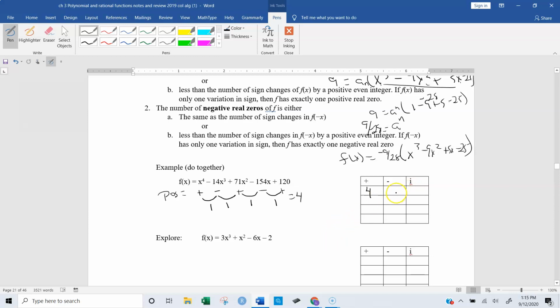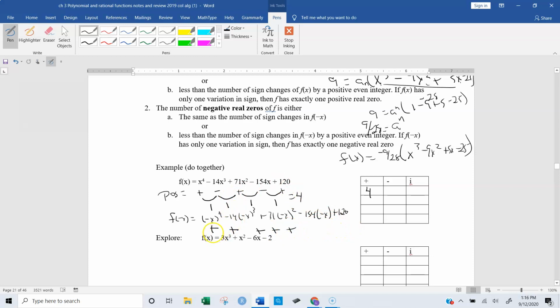And negative is when you let it be negative. So now I plug in f of negative x and see what we get. So we have negative x to the 4th minus 14 negative x cubed plus 71 negative x squared minus 154 times negative x plus 120. If you find a shortcut, you're welcome to use it. So this is positive when I square it, because negative x to the 4th is a positive number. Negative x cubed is negative, but a negative times a negative is a positive number. Negative x squared is positive. Positive times a positive is positive. Negative times a negative is positive, and a positive 120.